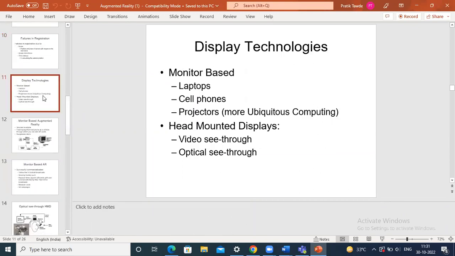Now let's discuss the display technologies. There are various display technologies. You have monitor based. When I talk about monitor based, you have a laptop, cell phones, projectors, more ubiquitous computing. And when I talk about head mounted displays, there is video see-through and optical see-through. So these are the various important display technologies. Then you have LCD also, that is liquid crystal display, which is also one of the important display technologies.